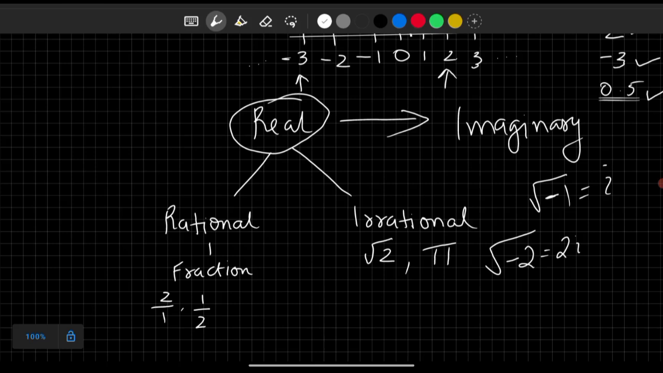So real numbers are the numbers which can be represented on a number line, and they are divided into two categories, rational and irrational. Rational numbers are the ones that can be represented as fractions, and irrational numbers are the numbers that cannot be represented as fractions. So I hope this was clear to you.